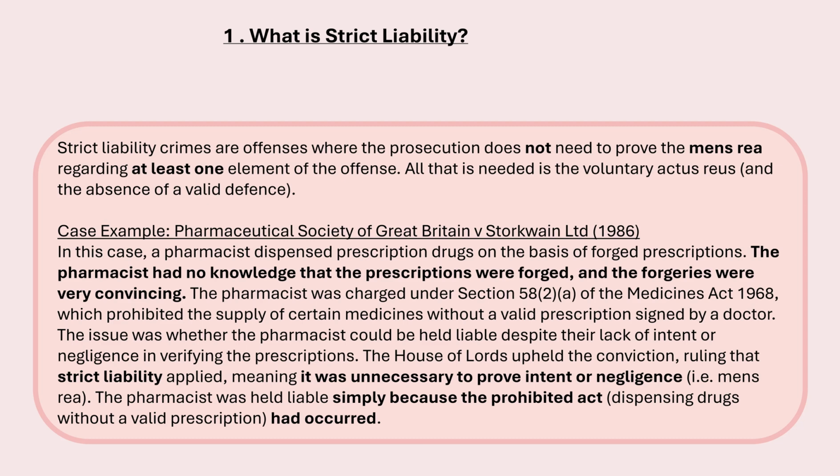The issue was whether the pharmacist could be held liable despite their lack of intent or negligence in verifying the prescriptions. The House of Lords upheld the conviction, ruling that strict liability applied, meaning it was unnecessary to prove intent or negligence, i.e. mens rea. The pharmacist was held liable simply because the prohibited act, dispensing drugs without a valid prescription, had occurred.